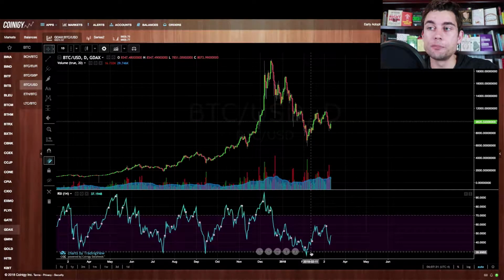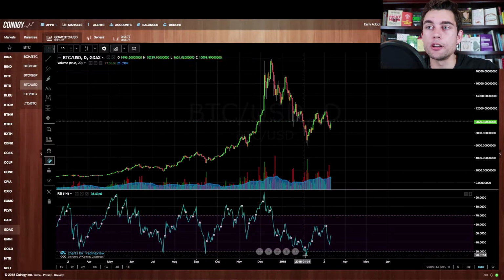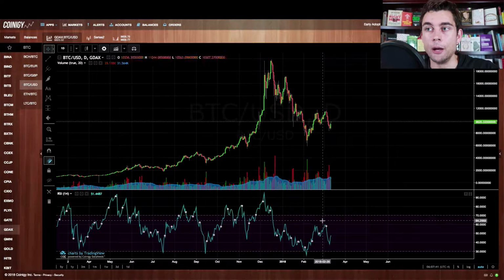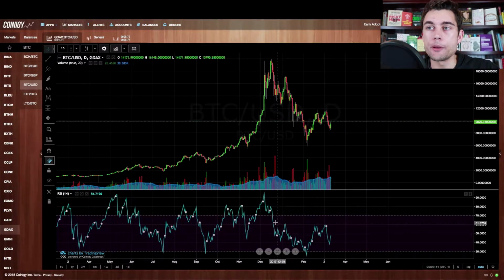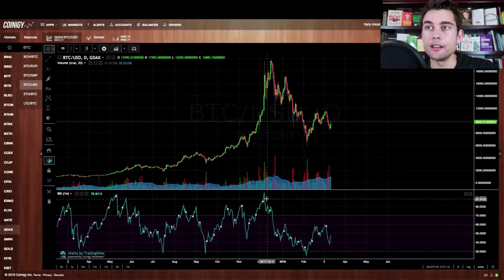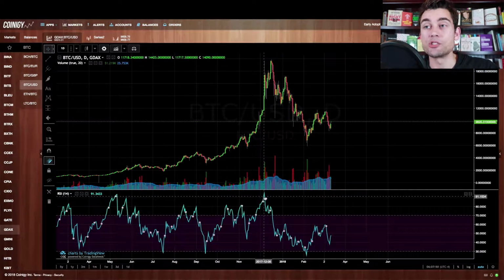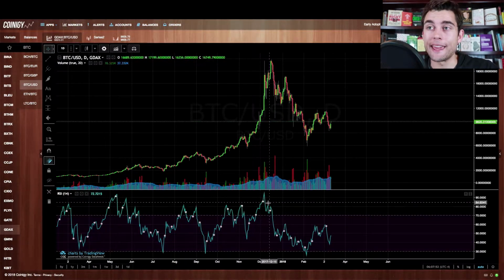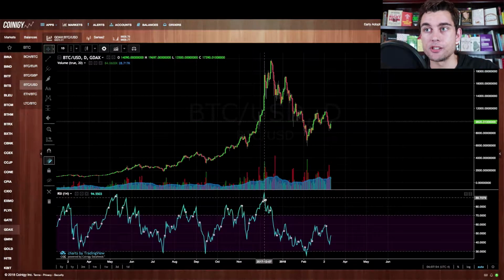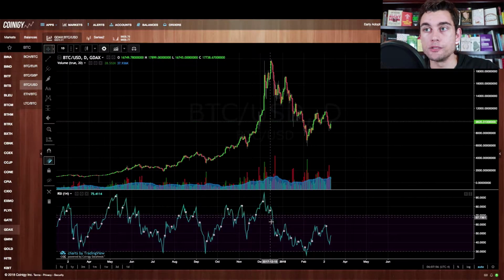If the asset falls below 30, that's usually a good indication that the coin or asset is oversold, and it is a good time to buy because the price is going to come back up when everyone buys it. If the price is above 70, that's usually a good indication that the coin or asset is overbought and you want to get out at this point because the correction is coming and it's about to go down in price.